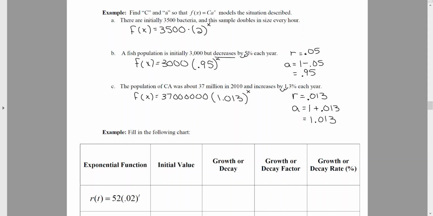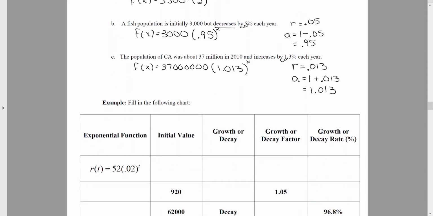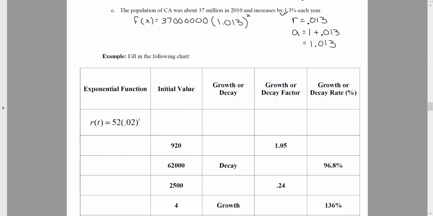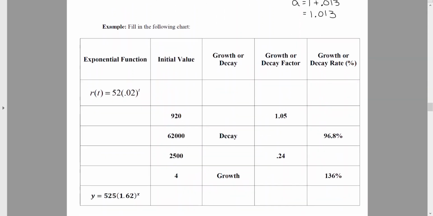Okay. We're going to take a look at this chart. We'll fill in a couple of values, and then I'll have you fill in the rest on your own and check them with your classmates. The initial value for this particular problem is our C value, which is 52. We look at the A value to determine whether it's a growth or decay function, and our A value happens to be 0.02, which is a number less than 1. So we're looking at a decay function.